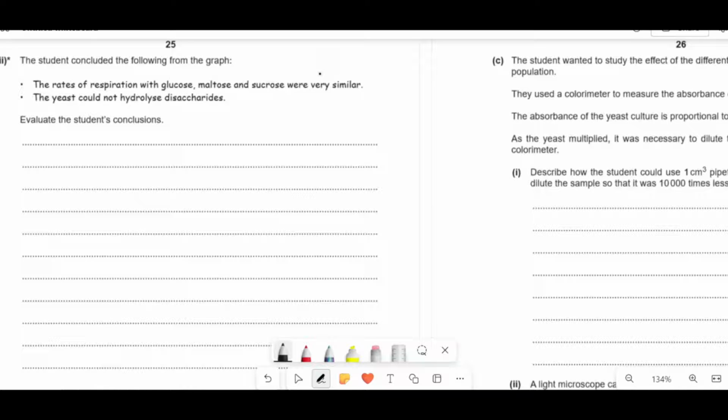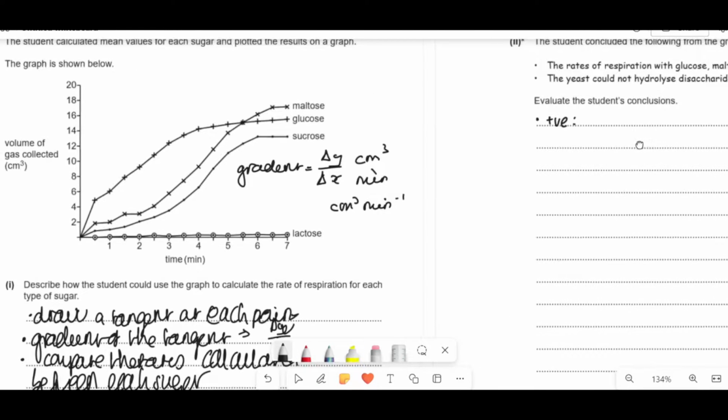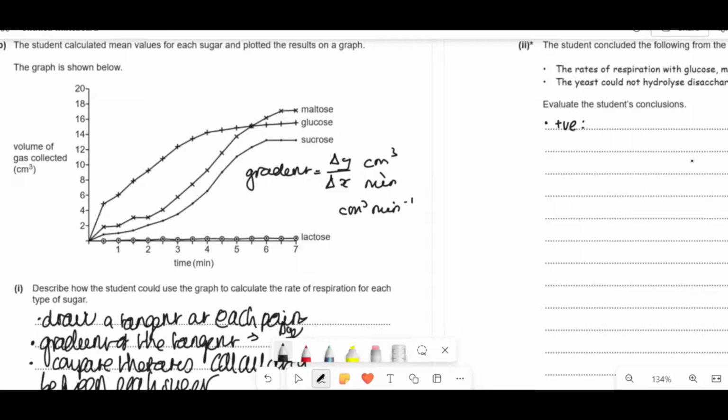So the student concluded the following things. The rates of respiration with glucose, maltose, and sucrose were very similar. The yeast could not hydrolyze disaccharides. Evaluate their conclusions. So let's look at the supporting statements first. They're saying the rate of respiration is similar. Remember that rate is a gradient, so they're saying the gradients are similar. Well, if you look at each curve, the gradients are quite similar amongst most of it. In the middle parts here, they're quite similar, but the problem is that it's also changing throughout. So here and here and here, and they level off.